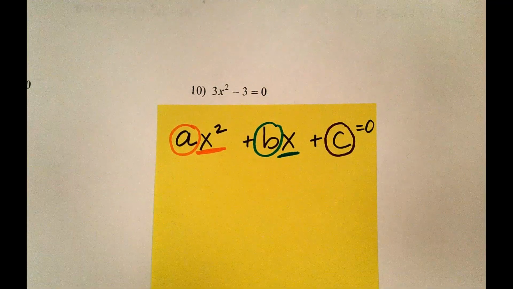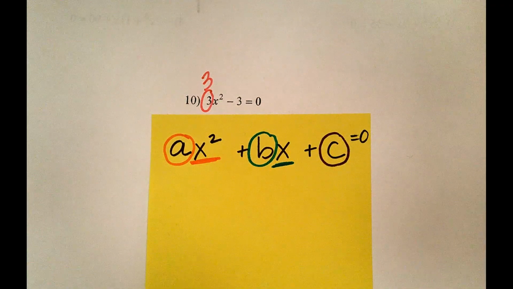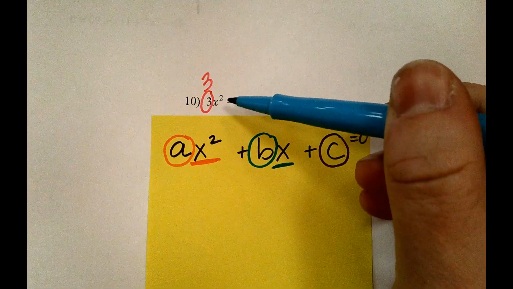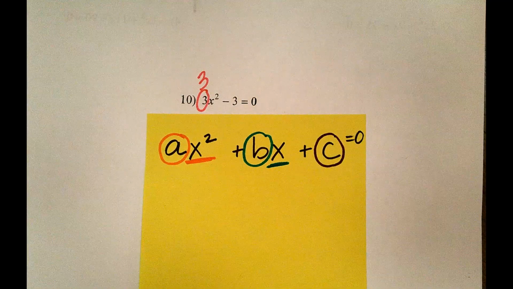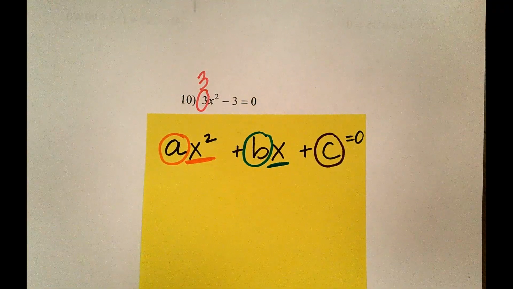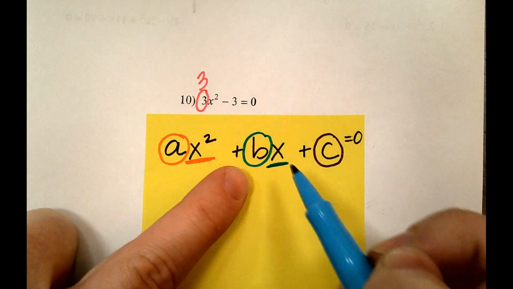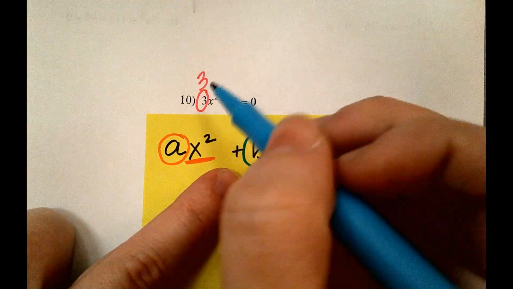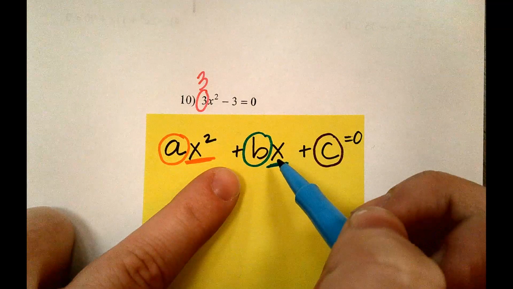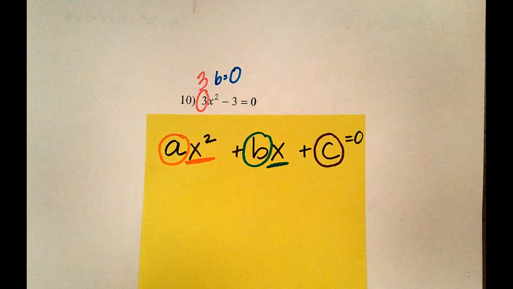So let's identify A, B, and C for this problem. What would be my A? 3. A is 3. And if I don't have X, there's no number for B. What is B? This is 0. Yes. Because if there was an X by itself, that would be 1. Like on number 2, we had minus X, so B was -1. But here, there's not even an x. The only thing that can get rid of x is 0. So, B is 0. There's no B.